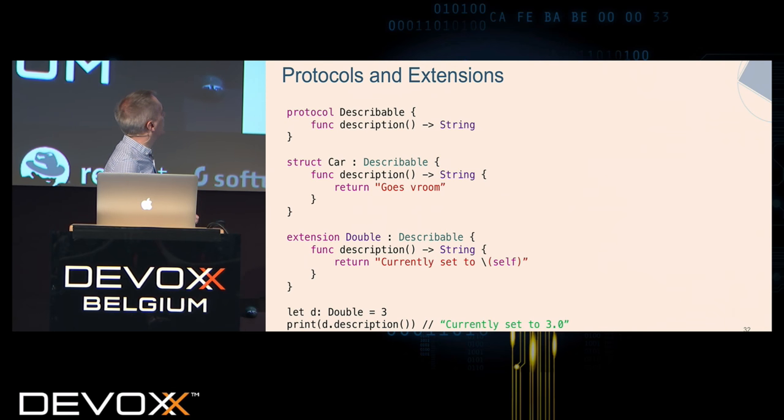Where it gets interesting is with what's called protocol extensions. So here, double is a type, one of the built-in types, which comes from the standard library. So what we're doing here is adding an extension to double to make it conform to a new protocol and then providing an implementation for that method. So this is interesting: now all doubles in your program will have that description method available to them. So it's letting you compose new functionality on top of the existing types without having to do things like inheritance. So that's an interesting feature of the language. It's a bit similar to traits in Ruby if you've done anything like that.